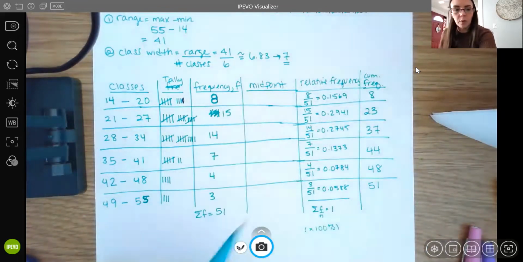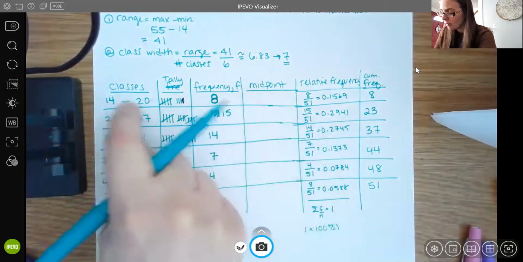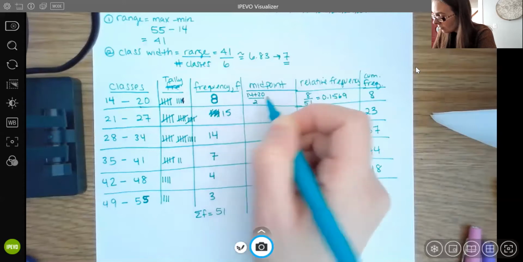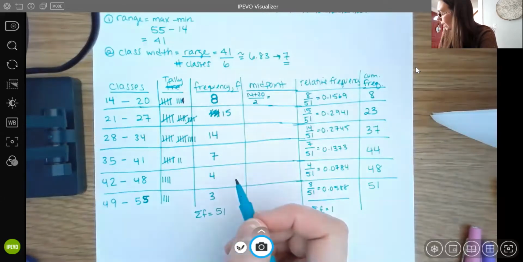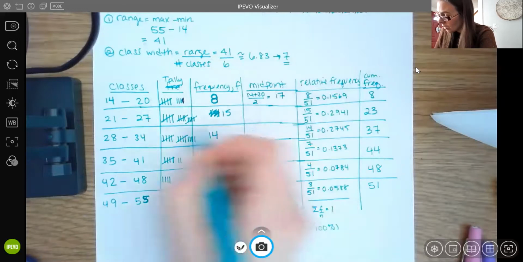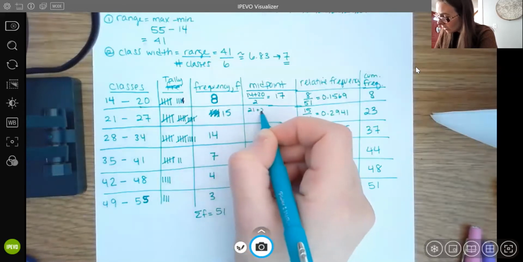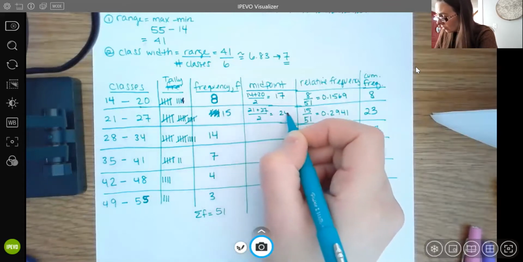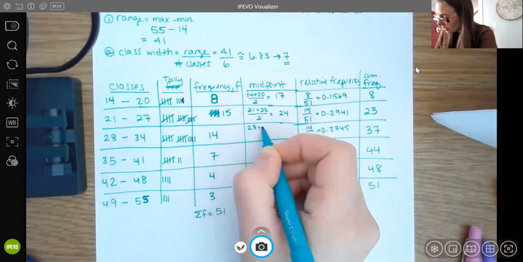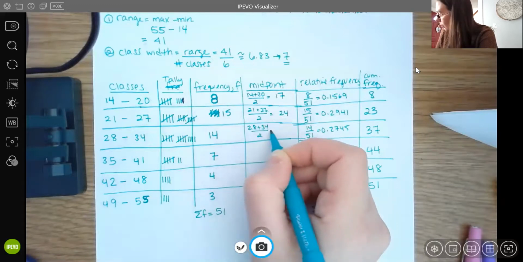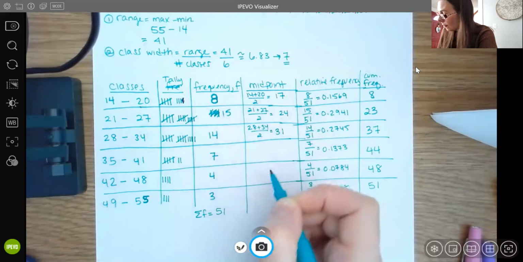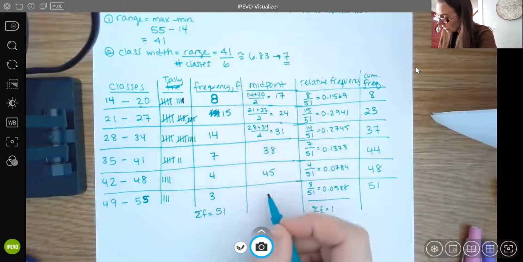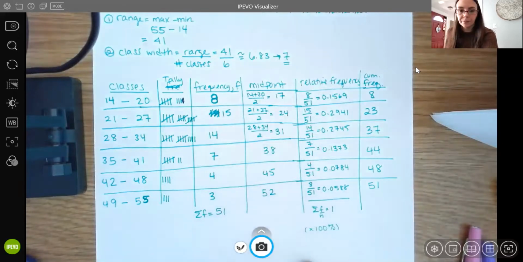Now the other thing you can find would be your midpoint. So you're taking the values within the class. So at 14 and 20, you're adding them and you're dividing by 2 there, and you should get 17. Here you're taking that 21 and that 27, adding them and dividing by 2, and you should get 24. Here, 28 plus 34 divided by 2 should give you 31, and so on. Next, you're going to get 38, 45, and then here, 52.